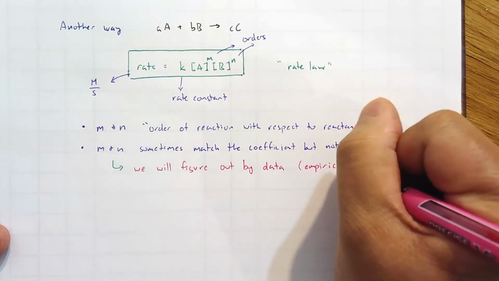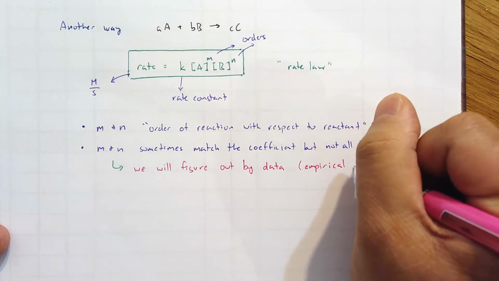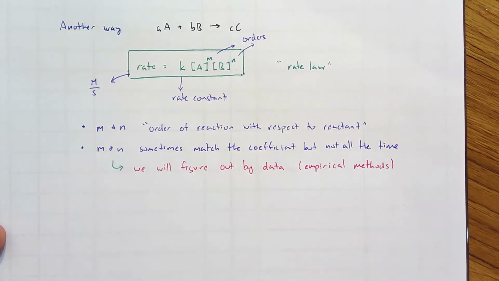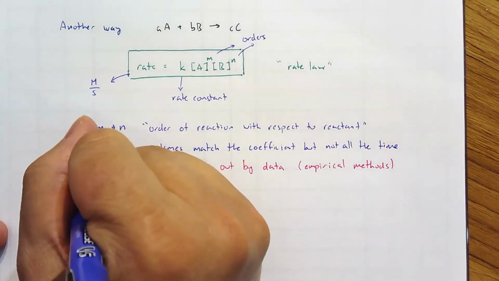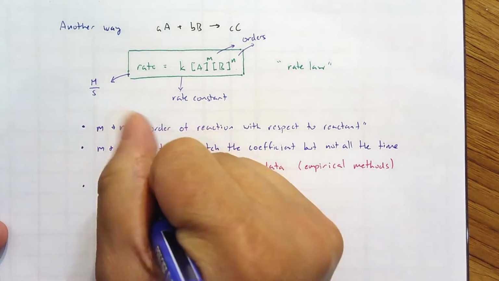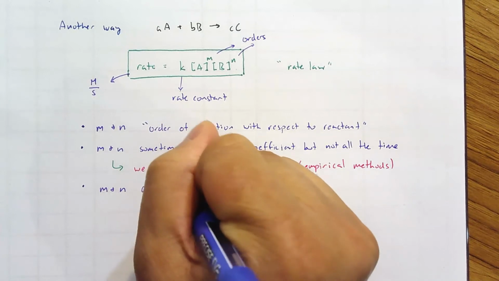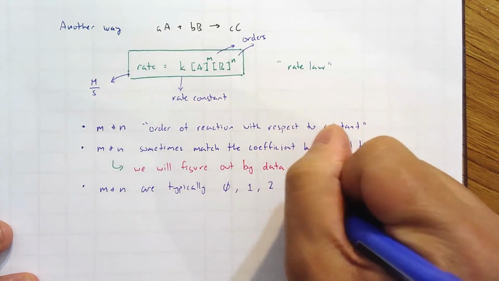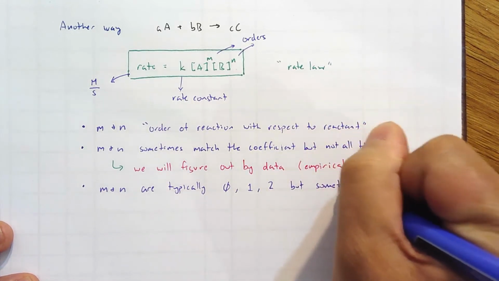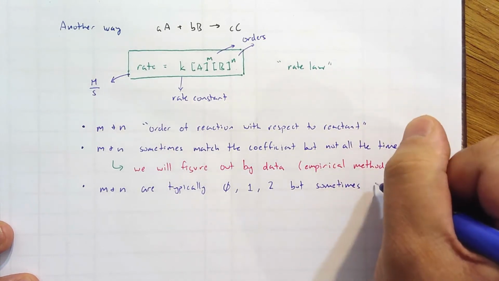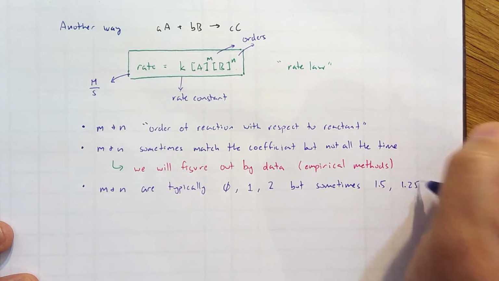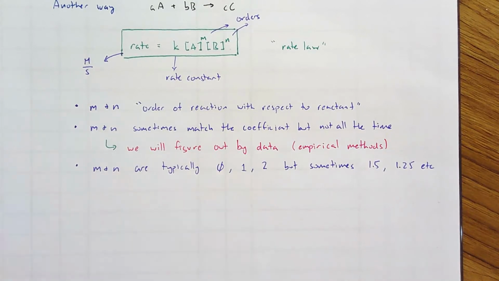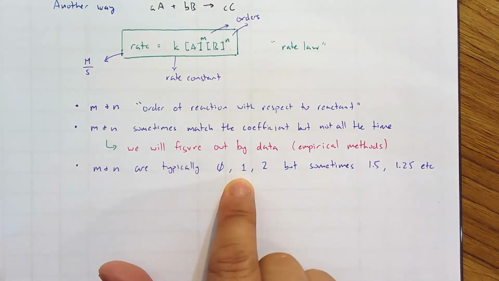Empirical? Oh my goodness, empirical methods. You'll see what I mean in a couple minutes. M and N are typically integers, but not always. M and N are typically 0, 1, or 2, but sometimes decimals like 1.5, 1.25, etc. But normally they're going to be 0, 1, and 2. 0th order, 1st order, 2nd order.